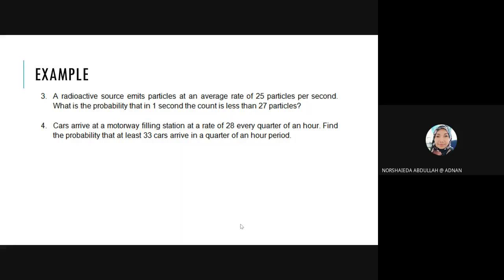Okay, so try this example later, example 3 and example 4. Example 3, you will get the answer, probability x less than 27 equal to 0.6179. And example 4, probability x greater than or equal to 33 equal to 0.1977. Okay.